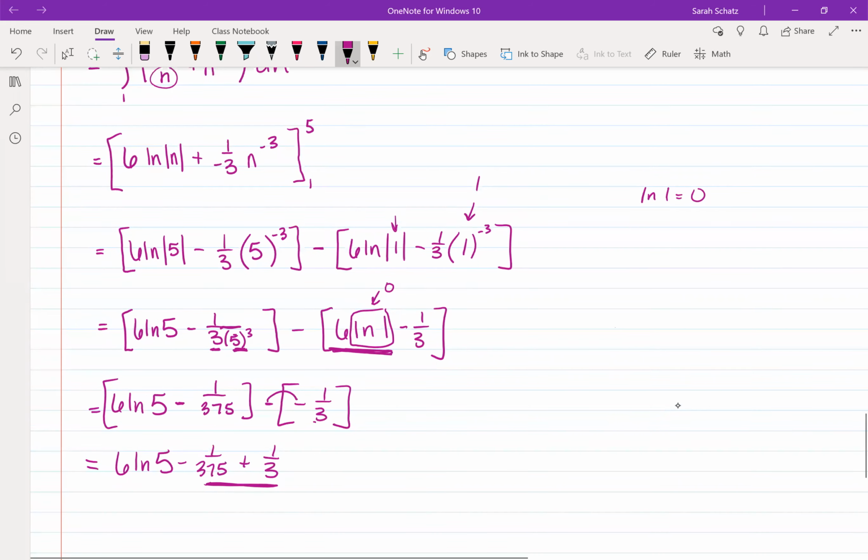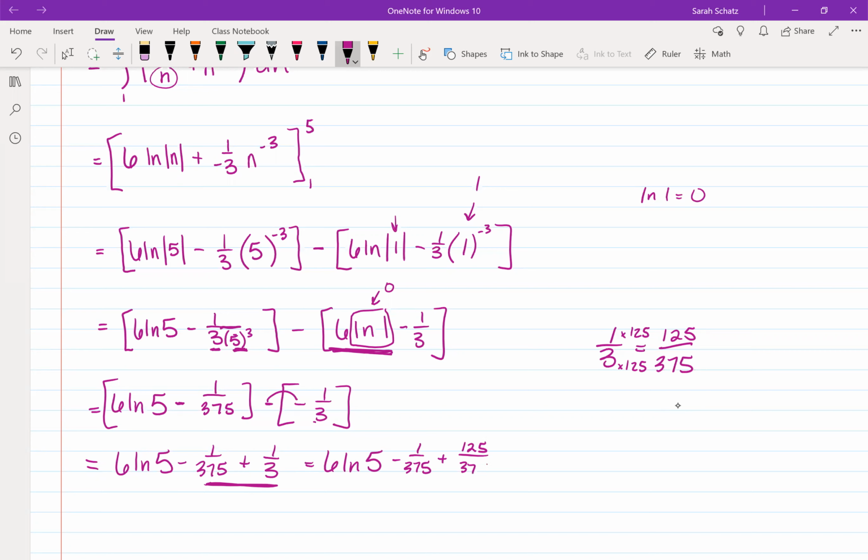So you guys, I need to take this 1/3, and I need to make it a fraction that has 375 on the bottom. So how do I get from 3 to 375 on the bottom? Well, I had to multiply by 125. Remember, if you do it to the bottom, you have to do it to the top also. So this is my equivalent fraction. So what I have here is 6 times the natural log of 5 minus 1 over 375 plus, instead of writing 1/3, I'll write this as 125 over 375.